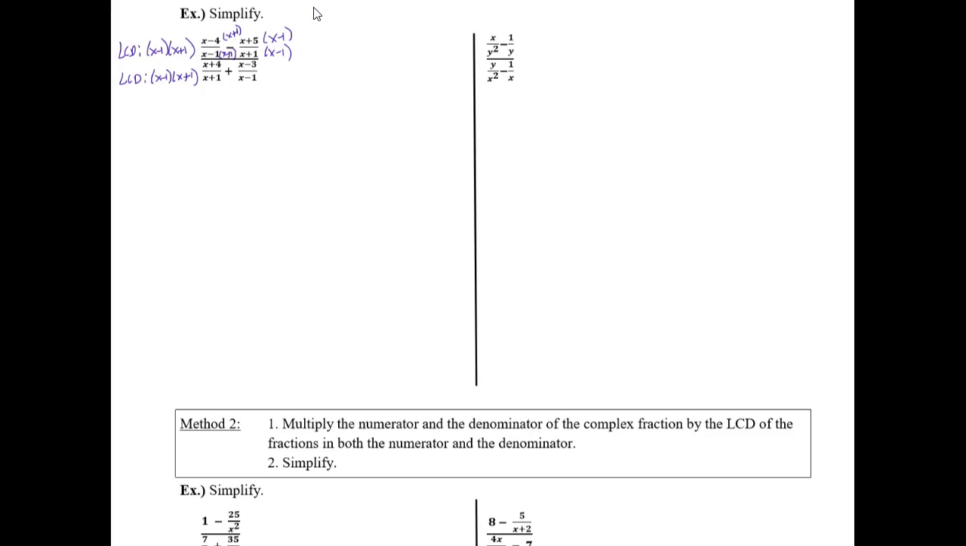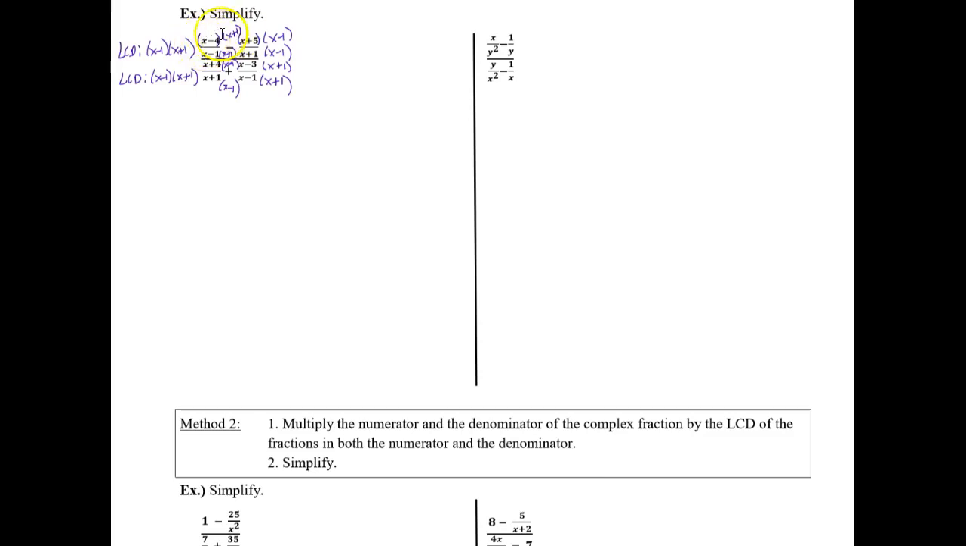Then, looking at the fractions in the denominator, they had that same least common denominator, and we need to make those match. So the one on the left has the x plus 1. I need to add the x minus 1. The one on the right has the x minus 1. I need to add x plus 1. Alright. Now each one of these is a binomial times a binomial. So we have to multiply all of that out.